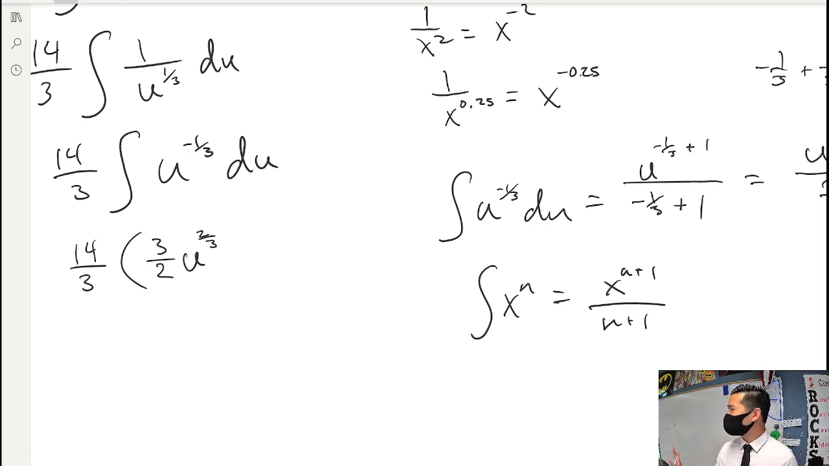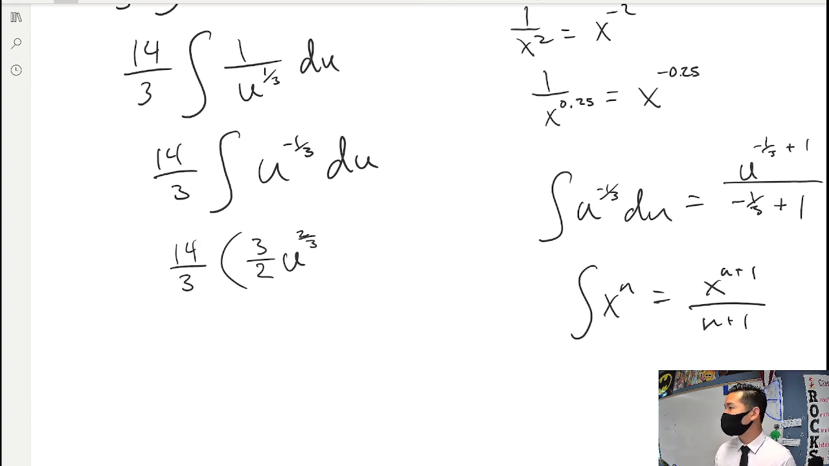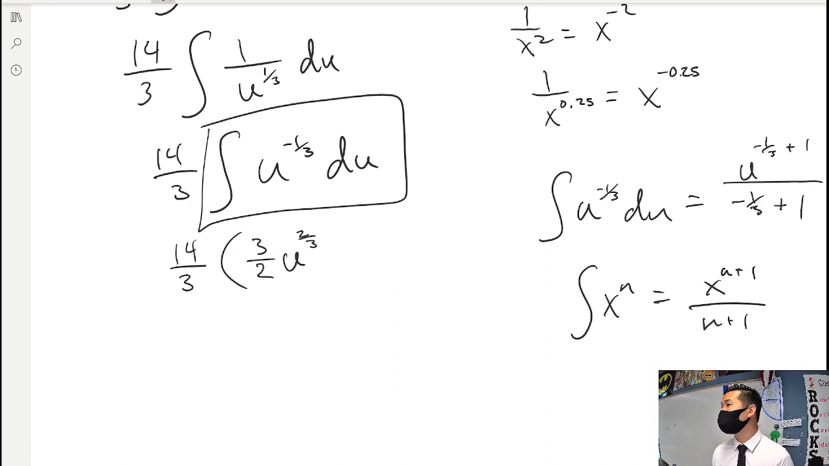Are we okay with what I have written there? Any questions on what I got so far, Anita? So after you get the 14 over 3 integral of u to the negative 1/3, you take the antiderivative of this? Yes. That's what the integral is. The integral is the antiderivative of whatever stuff is inside the integral. Plus C. Yeah, I'm not done yet. But any questions with what I'm up to so far is the question I'm asking.